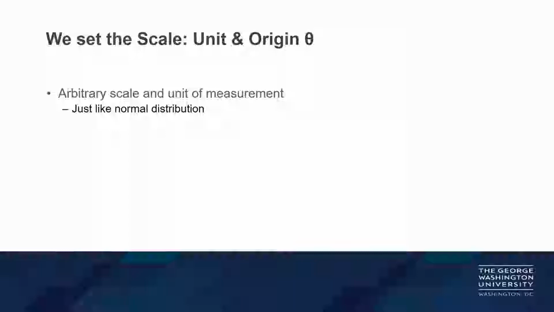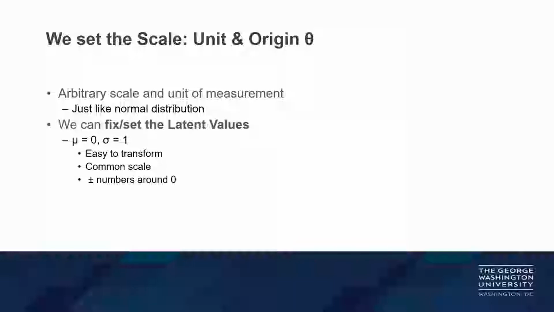Because we're dealing with latent, unobservable variables, we need to set the scale of measure. The scale itself is arbitrary. We're going to care a lot about the relationships amongst the scale. You can think about this like a normal distribution. We can fix or set the latent values. Typically, someone fixes theta to be a normal distribution where the mean, mu, is equal to 0 and the standard deviation is equal to 1. It becomes very easy to transform, and it's a common scale. And we have numbers and values around 0, plus and minus.